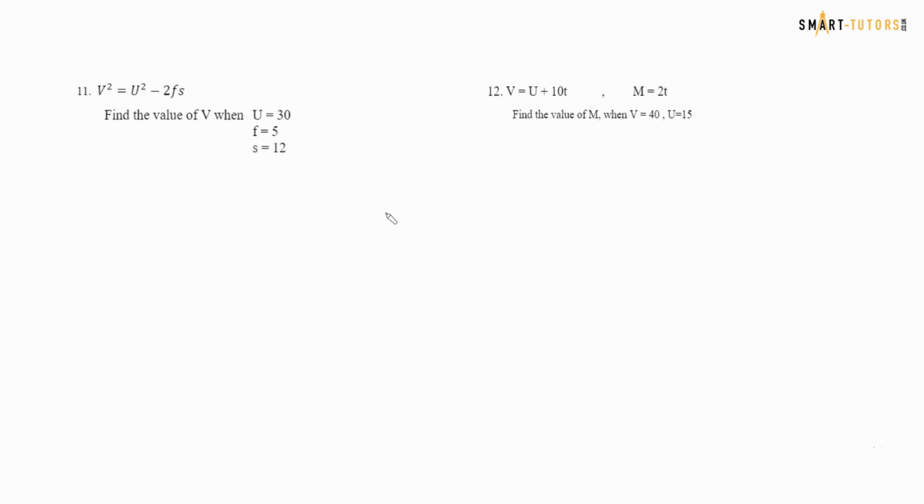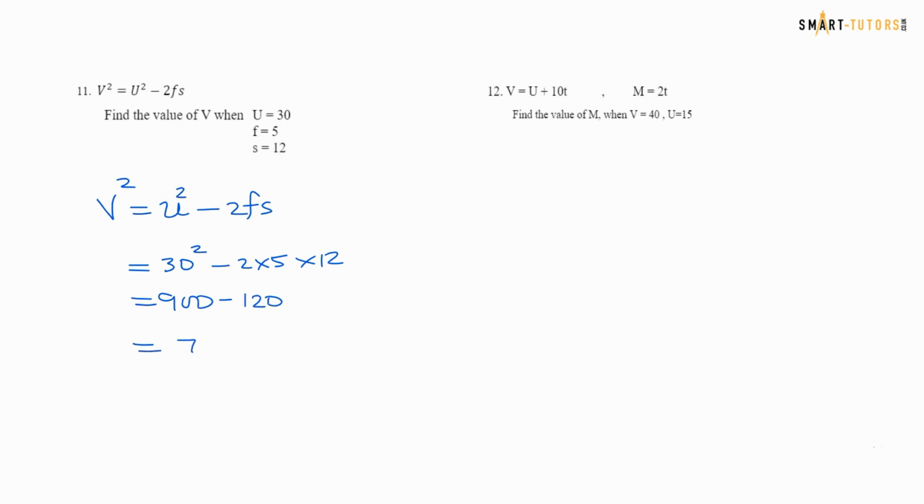Question number 11. v squared equals u squared minus 2fs. The values are given and we need to find the v squared. So 30 squared minus 2 times 5 times 12. 30 squared is 900, minus 2 times 5 is 10, times 12 is 120. So 780 is the answer for v squared.